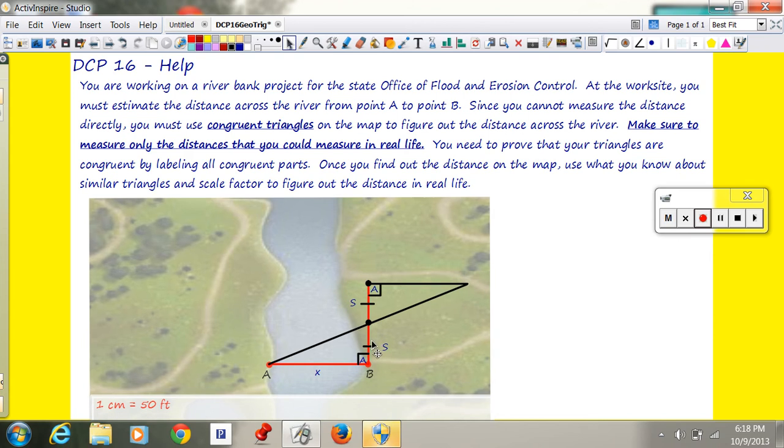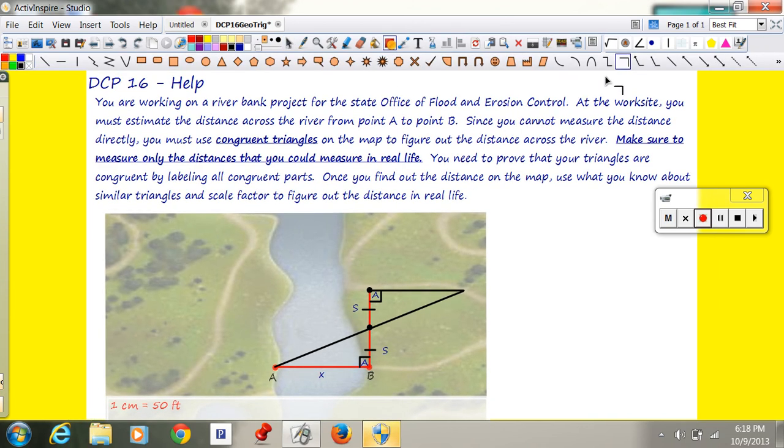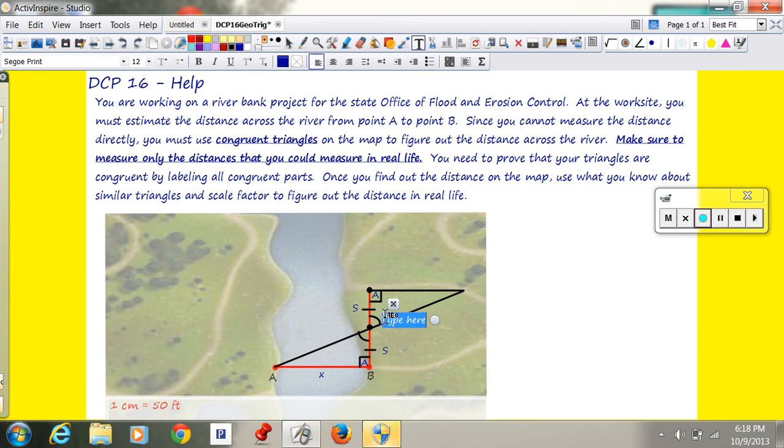And then you've got your vertical angles in here. So you'd have this angle right here congruent to this angle right here. So you'd have 2 more A's. So what you've just proven is that these 2 triangles are congruent.